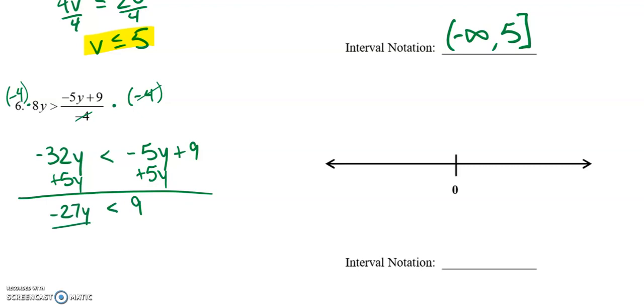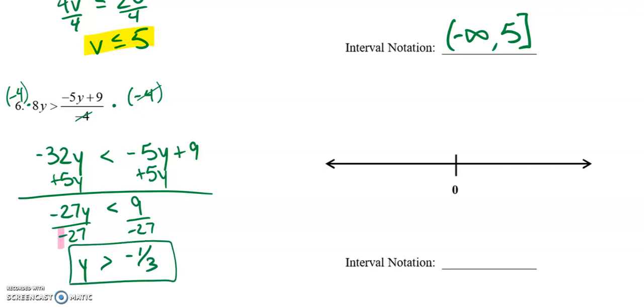Then what? Then I'm going to divide both sides by what? Exactly. We're going to divide both sides by negative 27. So when we do that, we have to flip our symbol around, and that gives us a negative 1/3. So y is greater than negative 1/3. In this case, we flip the symbol because of the negative 4, and then we flip the symbol back because of the negative 27.